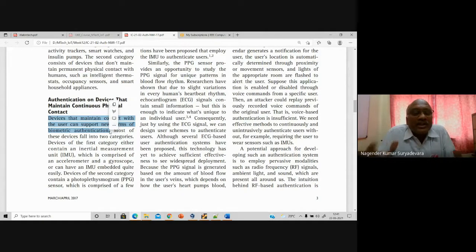But how is that taken care of? How is that happening here? Here, most of the devices fall into two categories. Devices of the first category contain an inertial measurement unit, the IMU. What is an example of an IMU? We studied inertial measurement units in the first or second week of our discussions. Accelerometer, yes, exactly. Accelerometers or gyroscopes are all inertial measurement units.